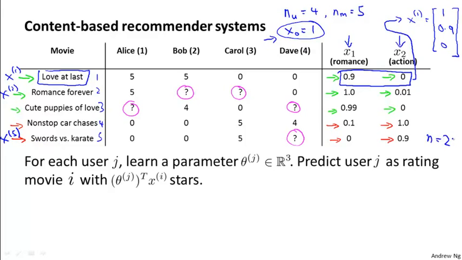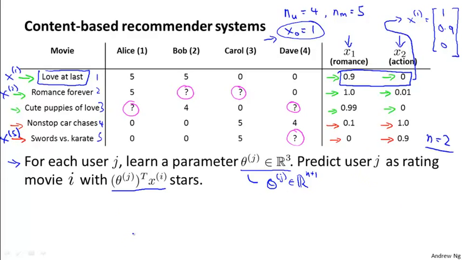Now, in order to make predictions, here's one thing we could do, which is that we could treat predicting the ratings of each user as a separate linear regression problem. So specifically, let's say that for each user j, we're going to learn a parameter vector theta^(j), which would be in R^3 in this case. More generally, theta^(j) would be in R^(n+1), where n is the number of features, not counting the intercept term. And we're going to predict user j as rating movie i with just the inner product between the parameter vector theta^(j) and the features x^(i).